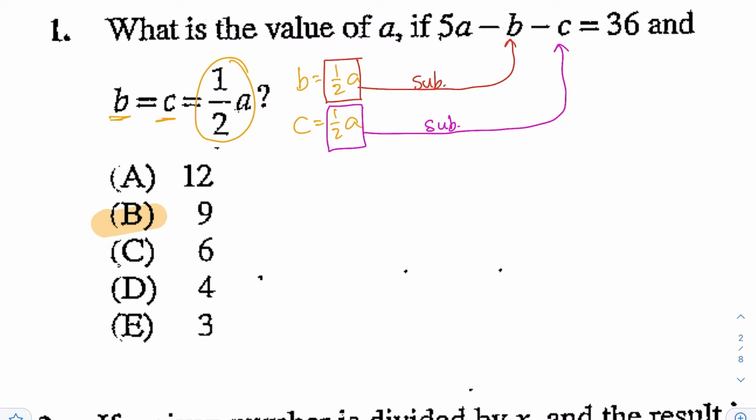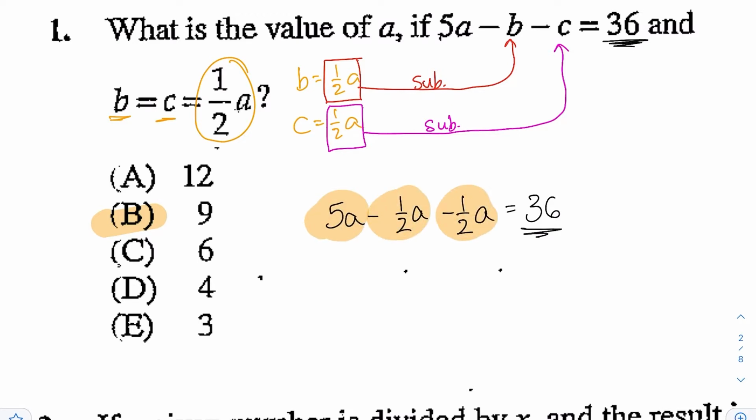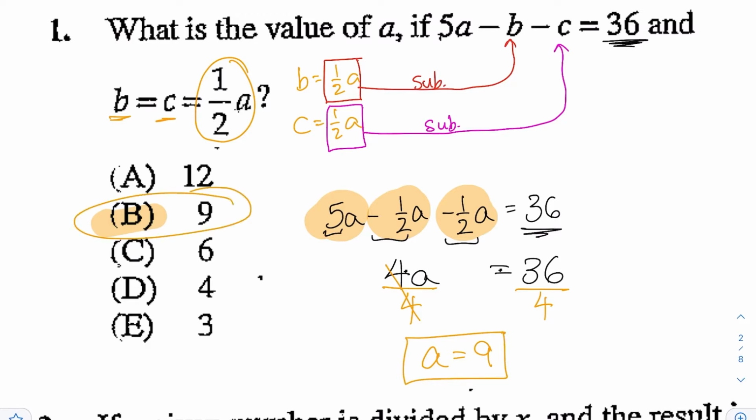Instead of 5A minus B minus C, you actually have 5A minus 1/2 of A, and then minus another 1/2 of A. And notice they're all like terms, and that's still equal to that 36 on the right. And now because they're all like terms, 5A minus 1/2 of A and minus 1/2 of A all combine. So you really just have to do 5 minus 1/2 and minus another 1/2, which leaves just 4A. And that's going to be equal to 36. And then if you divide both sides by 4, you will get that A is equal to 9. So the answer is choice B.